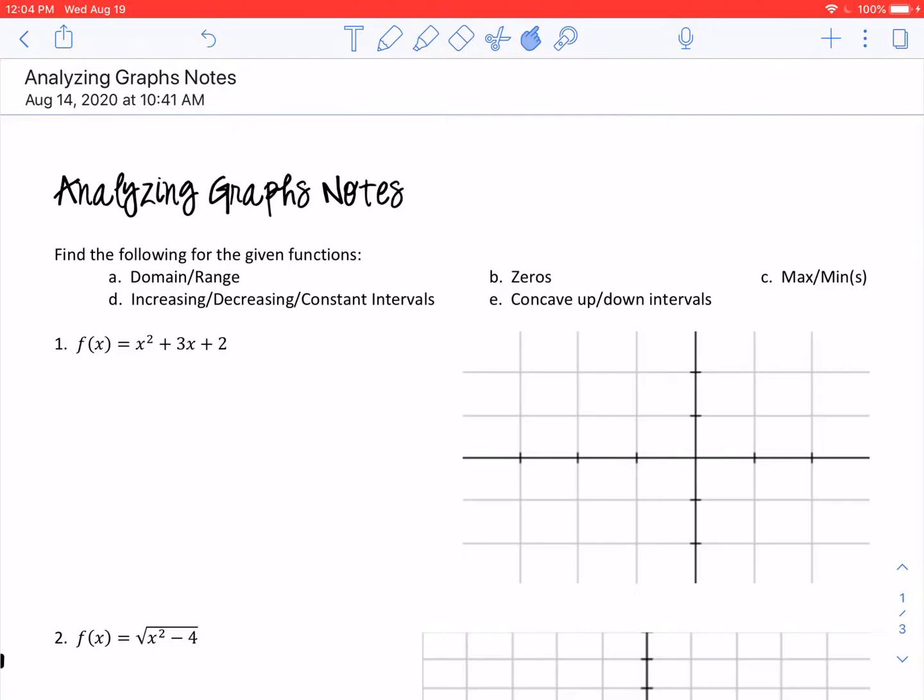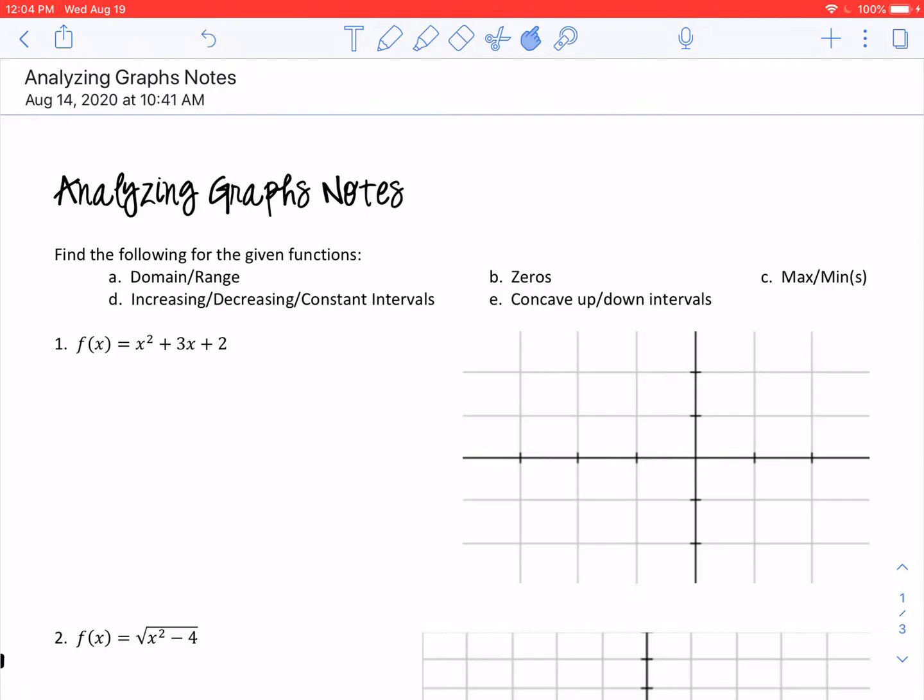So we're going to look at analyzing some graphs, so finding things like domain, range, increasing, decreasing, maximums and minimums of different functions. And we'll start, of course, with number one. Number one, given the function f of x equals x squared plus 3x plus 2, we're asked to find all of the information a through e.